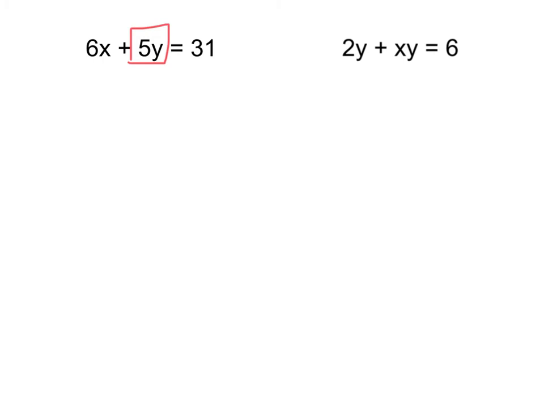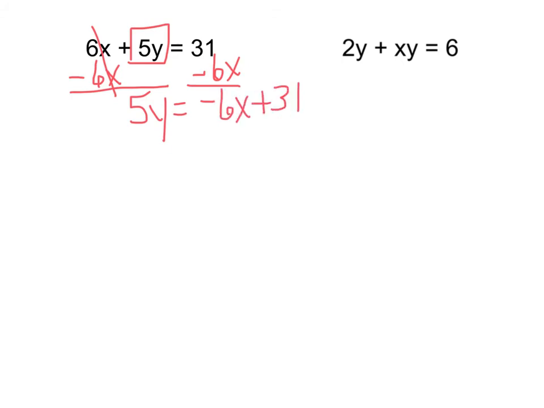To do that, we need to eliminate the 6x, which means we will subtract the 6x from both sides of the equation. When we do that, the 6x is eliminated from the left side, and we are left with 5y equals negative 6x plus 31. Okay, now we need to do one more step.